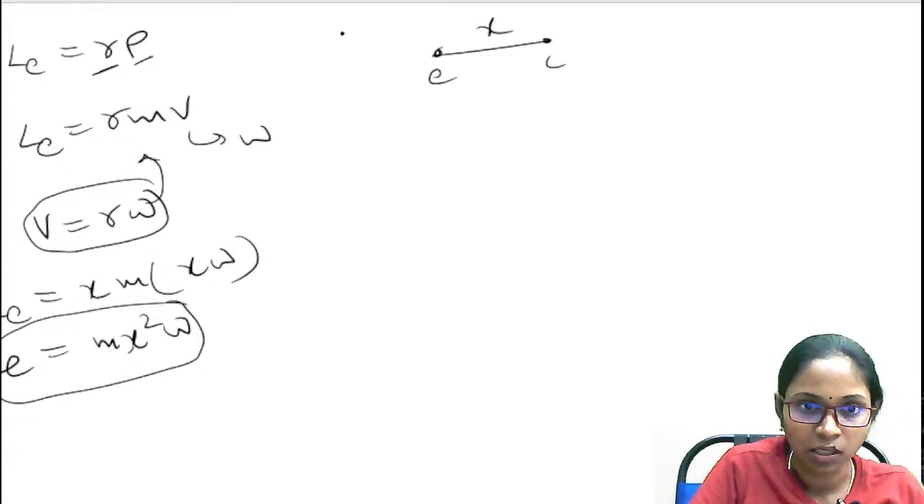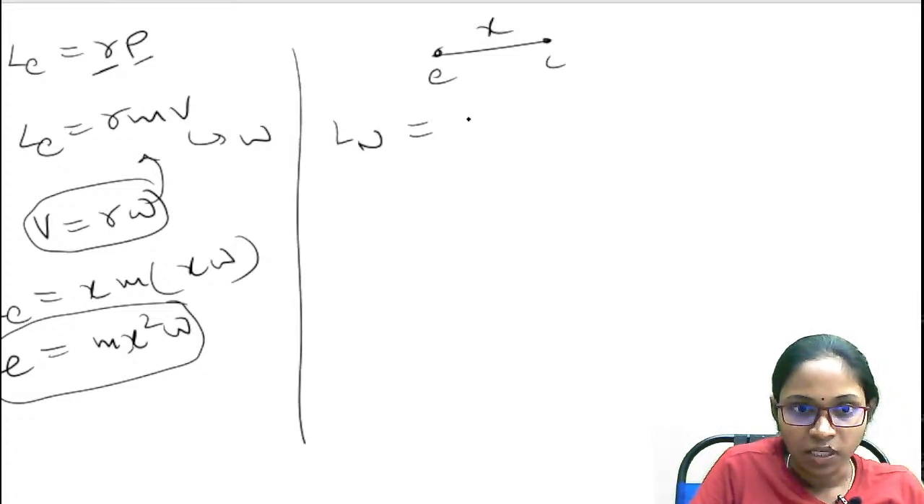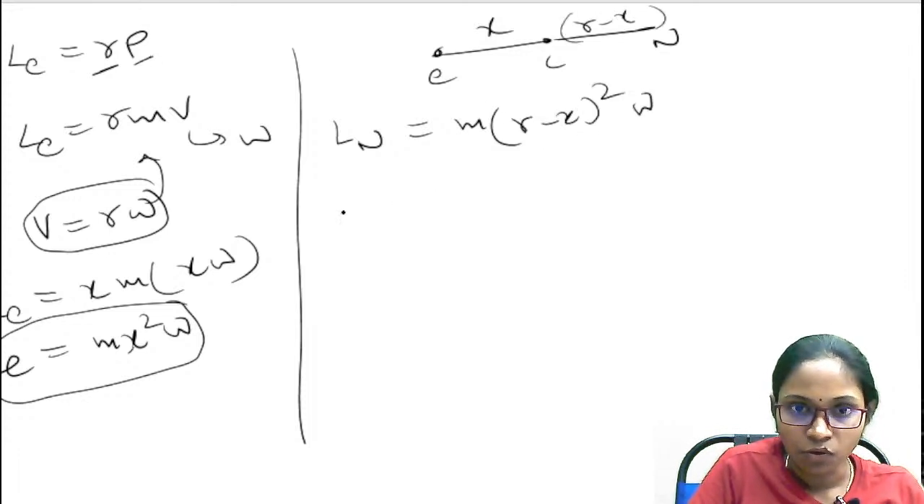And coming to the angular momentum of the nucleus, we have M into, what is the distance between the center of mass and the nucleus? We have r minus x. Therefore, M times r minus x whole square into omega.